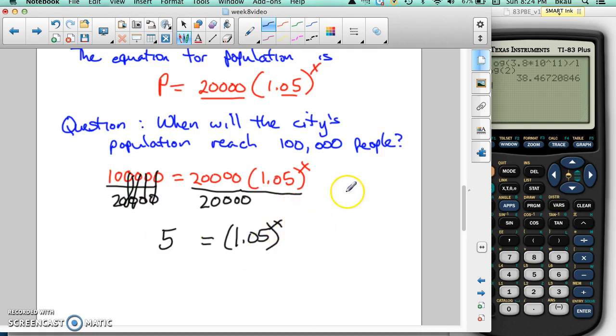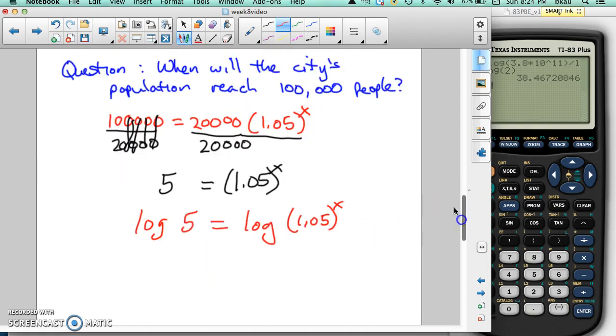2 into 10. So now we're going to do what we did up above, and we're going to apply our logarithm. So we're going to take the log of both sides. So we're going to do log of 5 equals log of 1.05 to the x power. Now our exponent rule says, since we have a logarithm here, we can move this in front and write x times log of 1.05.